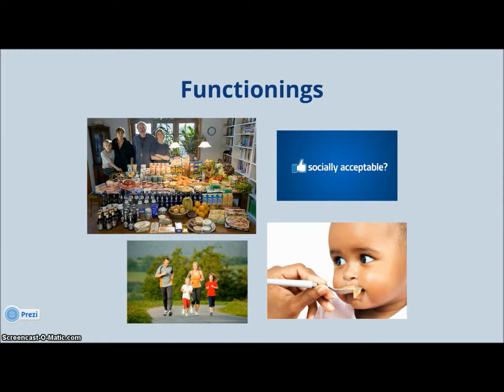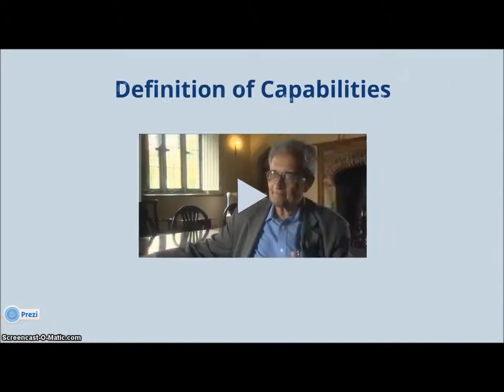Some examples of functionings are being able to be well-nourished, knowing how to read and write, being socially acceptable, or living a healthy lifestyle. However, if an individual is incapable of executing any of the functionings that they would like to be or do, then that person is deprived of capabilities. In an interview, Sen gives a definition of capabilities.